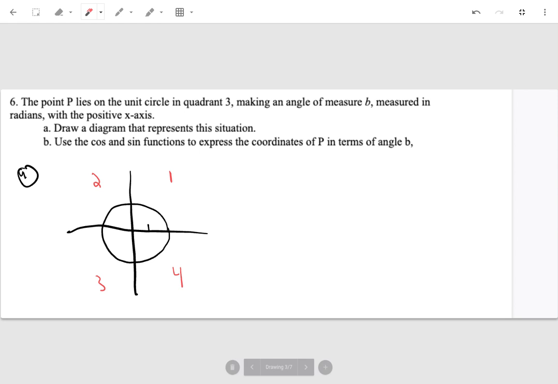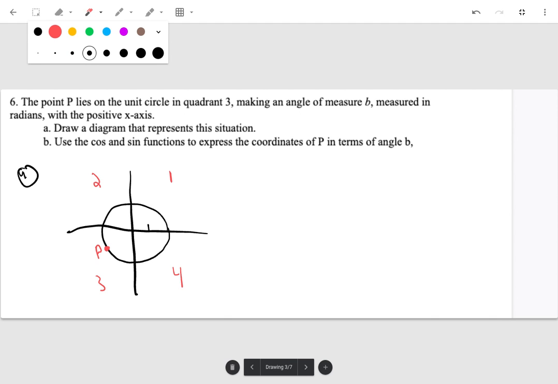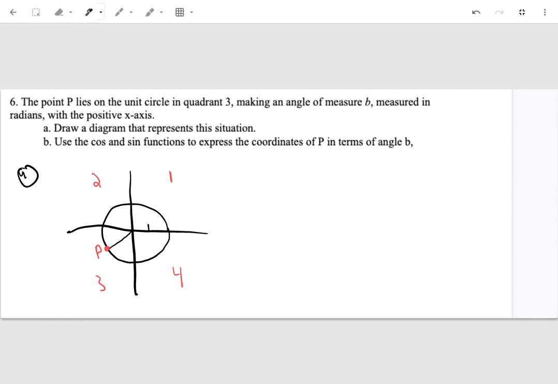So that means it's going to be somewhere in this area of the circle. That's where the point P is going to be. So I'm going to label a point P somewhere in that circle. And what they're saying is that this angle right here is going to have a measure B.